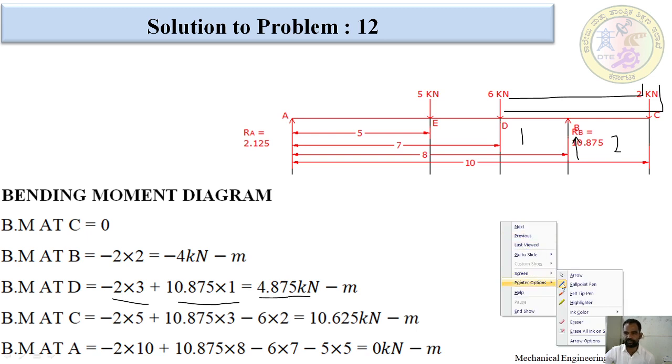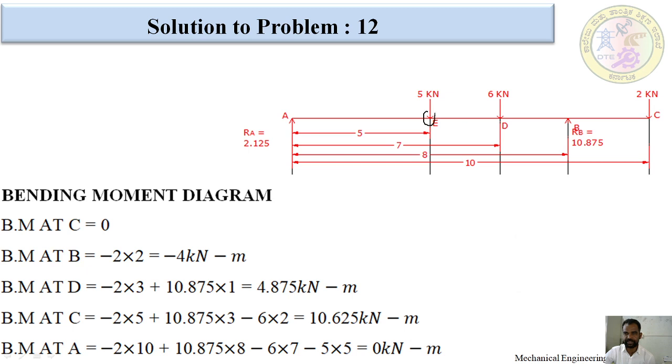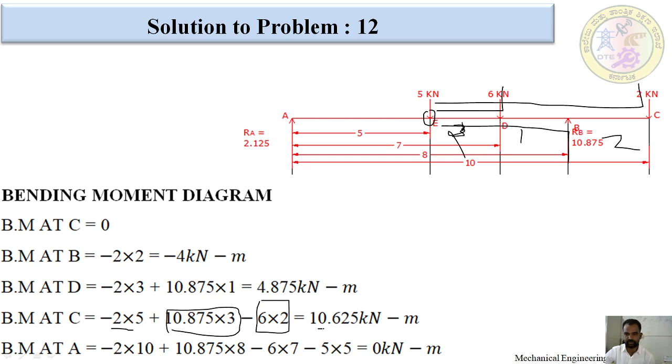Up to here we had that. After that the next section is this section at E point. This is the negative force, minus 2 into this distance, this is 2, this is 1. This is also 2. 2 plus 1 plus 2 is equal to 5, negative 2 into 5. After that this is 10.875 into 3. After that this is downward force, a negative force, into this distance into 2. We will get positive 10.625 kilonewton meter.